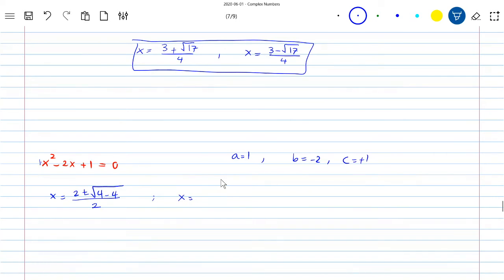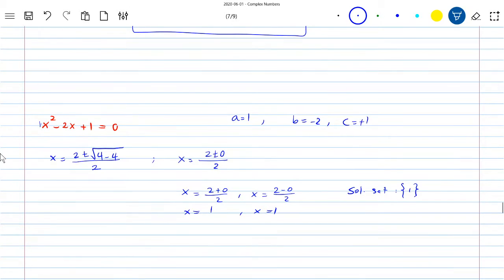So what does x simplify to? Underneath the square root is 0. The square root of 0 is still 0. So you have 2 plus or minus 0, divided by 2. So the two solutions are x equals 2 plus 0 divided by 2 and 2 minus 0 divided by 2. You can simplify either one: x equals 1, and again, x equals 1. So there's only one solution, basically one number. It's a repeated solution, but it's just one.